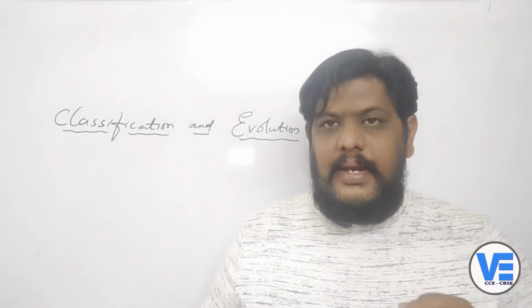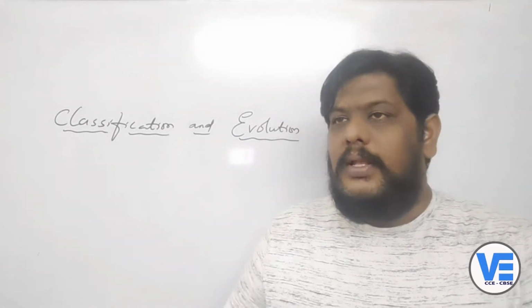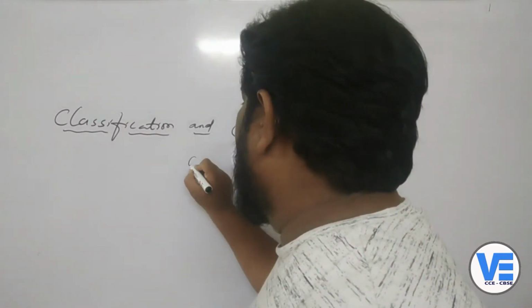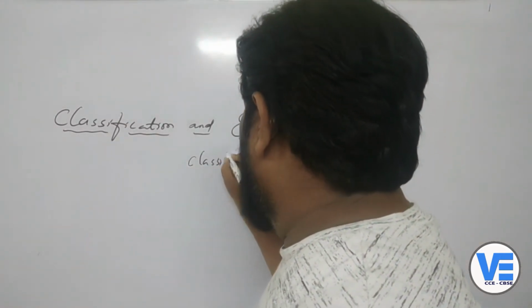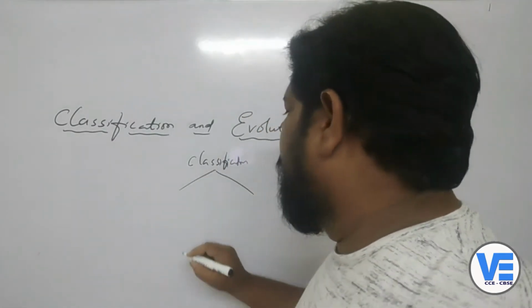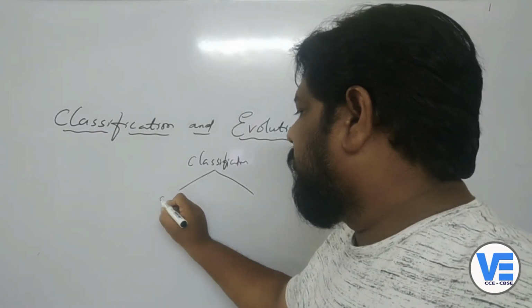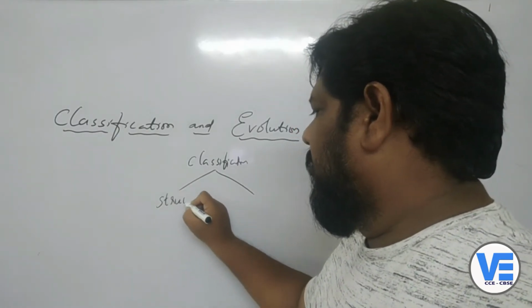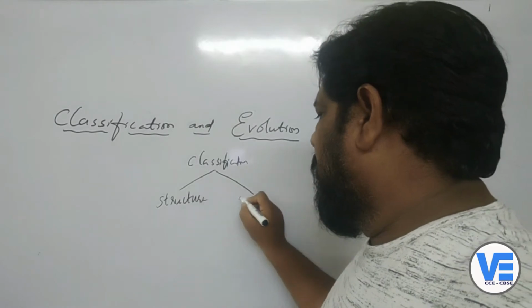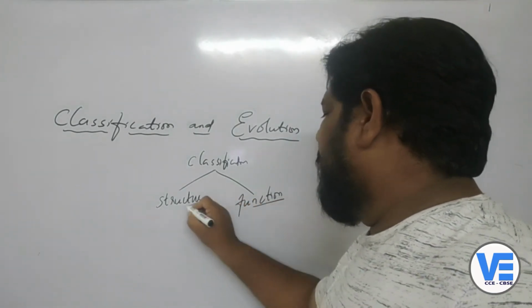All the living organisms I'm talking about, they are identified and classified based on two things. You know what they are? Let me write here. Classification is done based on two things. One is structure and the second one is the function.